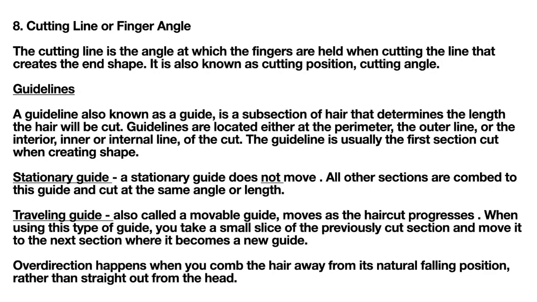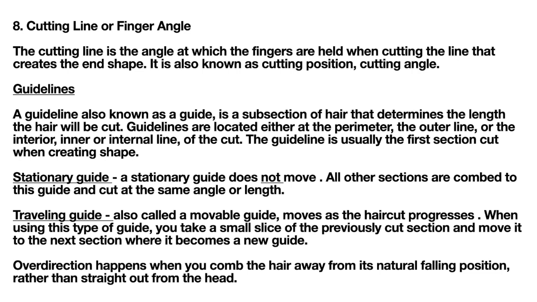Cutting line or finger angle. The cutting line is the angle at which the fingers are held when cutting the line that creates the end shape. It is also known as cutting position or cutting angle. Guidelines. A guideline, also known as a guide, is a subsection of hair that determines the length the hair will be cut. Guidelines are located either at the perimeter, the outer line, or the interior, inner, or internal line of the cut. The guideline is usually the first section cut when creating shape.